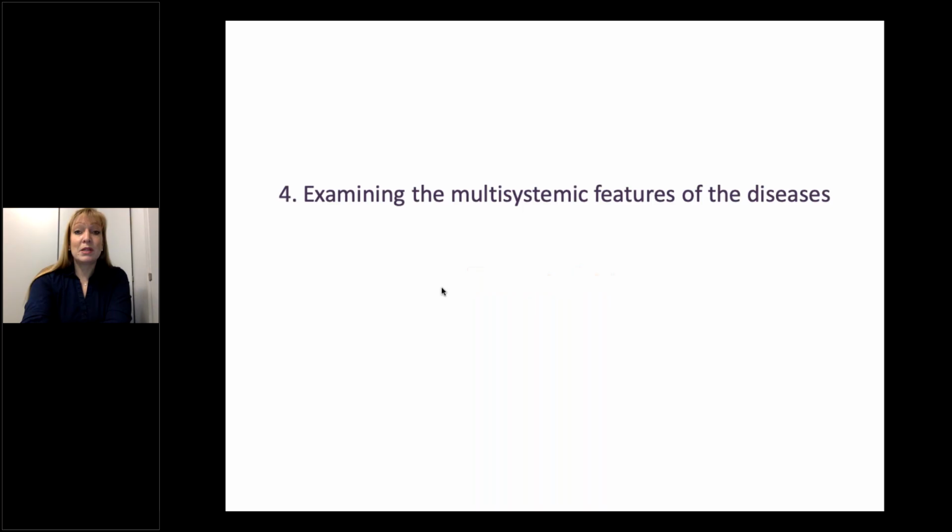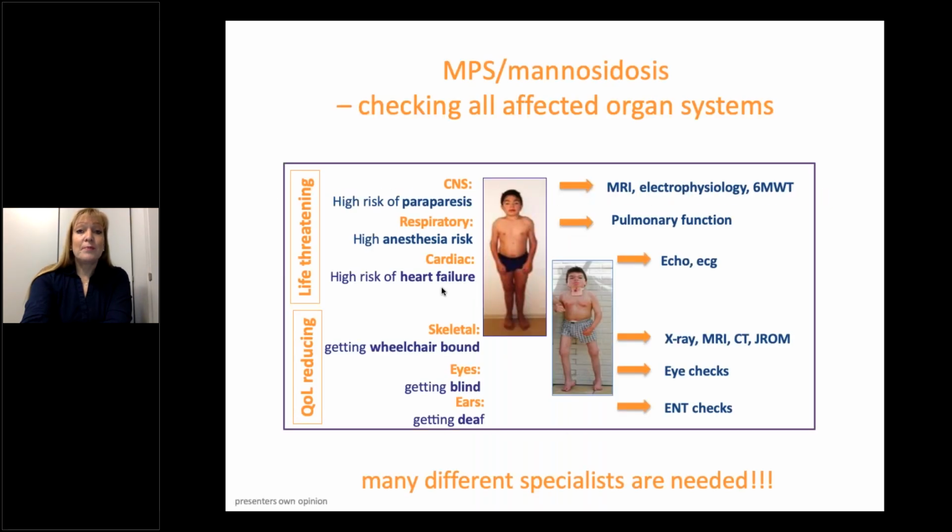But now, what treatments are available in these patients? Actually, you have to check all organ systems in these patients. I said already, the life-threatening disease complications, the CNS, the respiratory system and the heart, and also the quality of life reducing disease complications in these patients, the skeletal, the eyes, and the ears. Who cannot see properly and not hear properly, cannot develop properly, and they have a really limited quality of life. Also, mobility is a big issue, especially in mannosidosis patients. So this is why we should really take care of that.